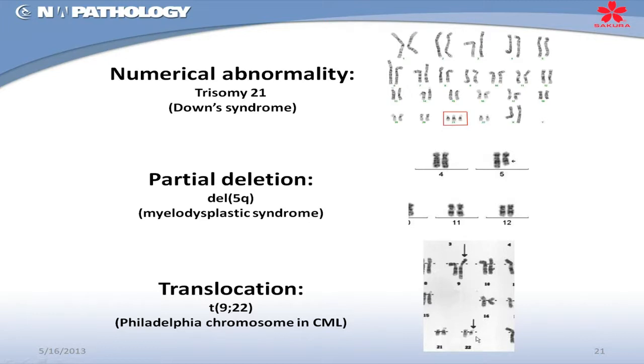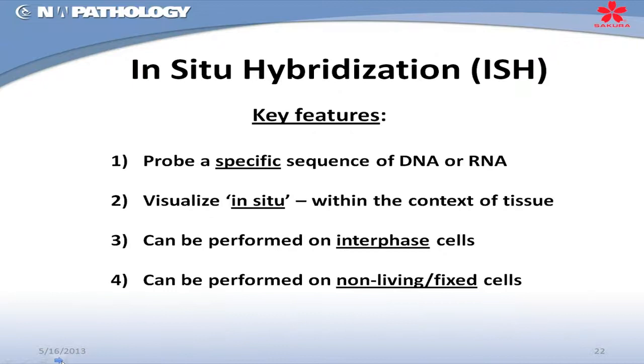A translocation is not an increase or decrease in the amount of any one chromosome, but a movement of one portion to another chromosome. So here, this portion of chromosome 22 has moved onto chromosome 9. So this is a 9;22 translocation, which is known as the Philadelphia chromosome, and that's what causes chronic myelogenous leukemia, or CML. So these are all large structural abnormalities in chromosomes that can be detected by cytogenetics.